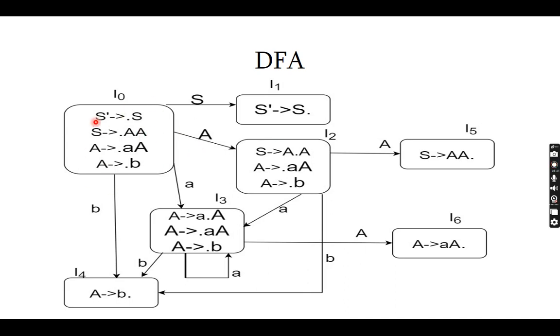Now we have applied a closure, and the next job is to move the dot to the next position, which is called goto.